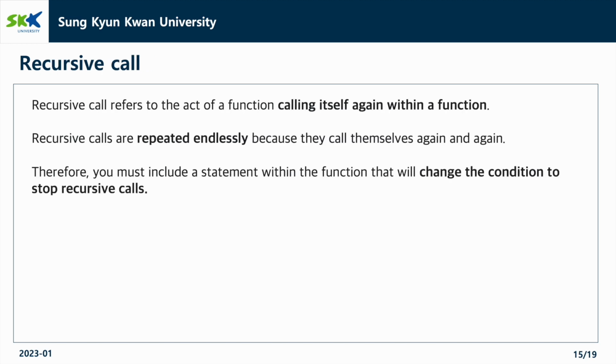Next is the recursive call. Recursive call refers to the act of a function calling itself again within the function. Recursive calls are repeated endlessly because they call themselves again and again. Therefore, you must include a statement within the function that will change the condition to stop recursive calls.